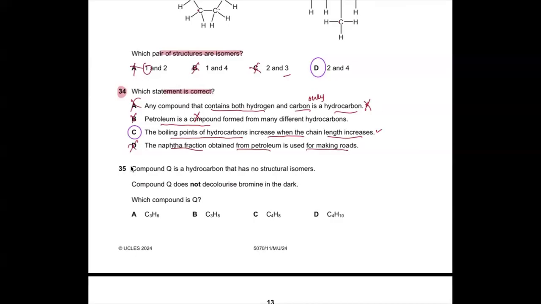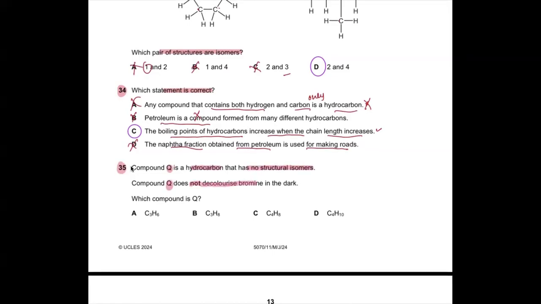Now MCQ number 35. Compound Q is a hydrocarbon that has no structural isomers. Compound Q does not decolorize bromine in the dark. What is compound Q? So if it does not decolorize bromine, it means it has no C double bond C. So C3H6 has an alkene, C4H8 has an alkene. So we are left with C3H8 and C4H10.